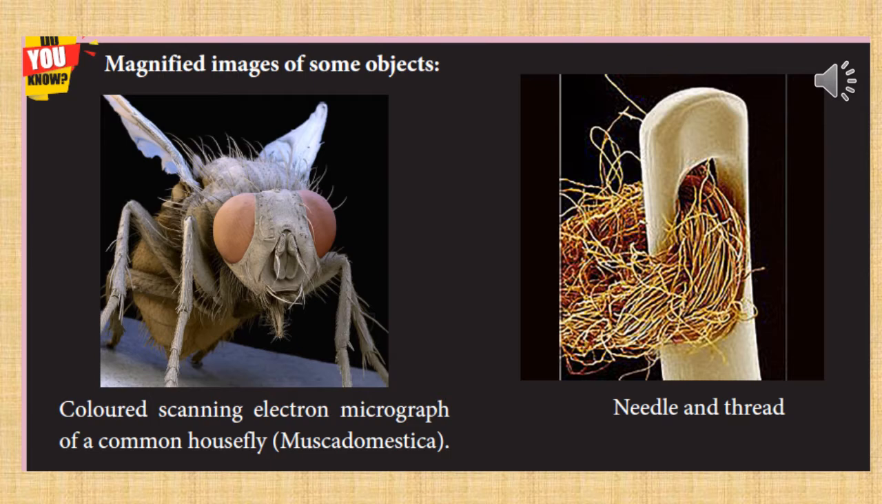These two images are taken with the help of the electron microscope. One is of a common housefly. It is being magnified several times by the electron microscope. The other one is a needle and thread. Both are magnified several times by the electron microscope.